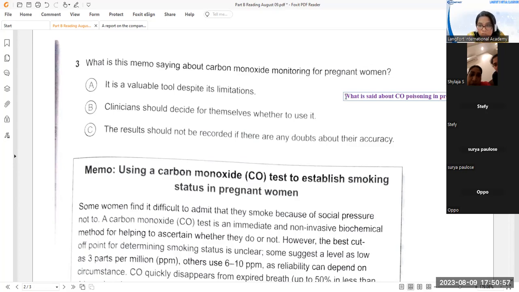Okay, all of you go through the question, not the extract. What is the memo saying? So we need to find out what is said about carbon monoxide, not poisoning, sorry, I wrote it wrong. It's monitoring, okay? That was my bad. It should be monitoring. Carbon monoxide monitoring in pregnant women. When you monitor for carbon monoxide, what is said about that?